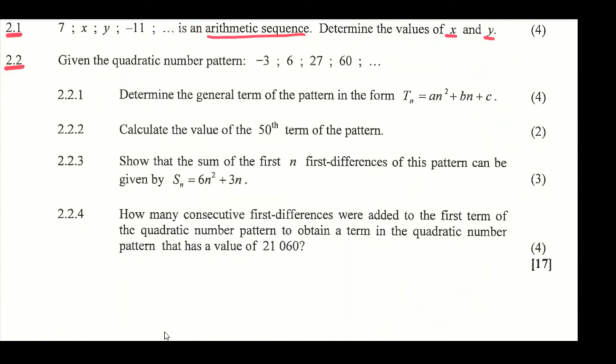We're going to do 2.2, which says that given the quadratic number pattern of minus 3, 6, 27, and 60, 2.2.1 says that determine the general term of the pattern in the form of Tn is equal to an squared plus bn plus c. So we are asked to find the general term of this quadratic number pattern. So we're having minus 3, 6, 27, and 60, right?